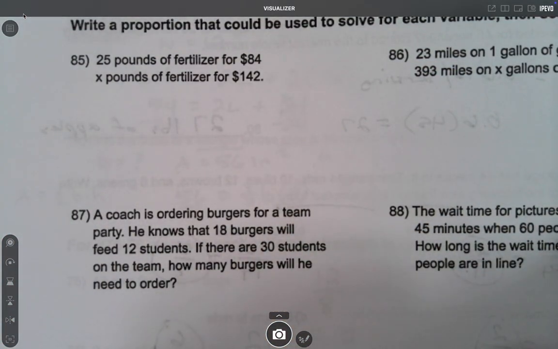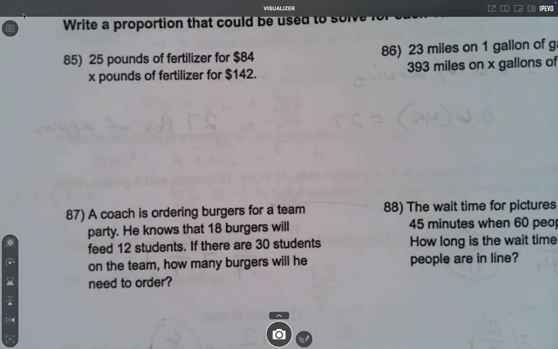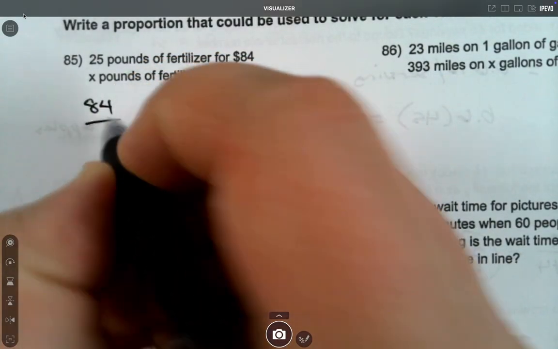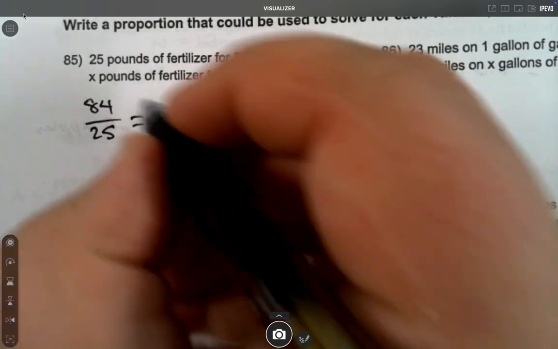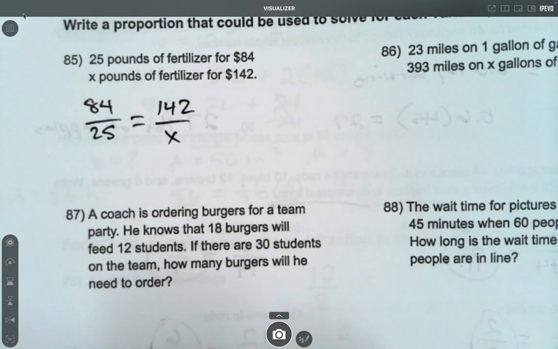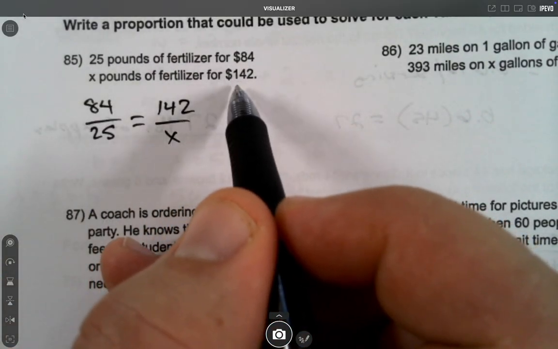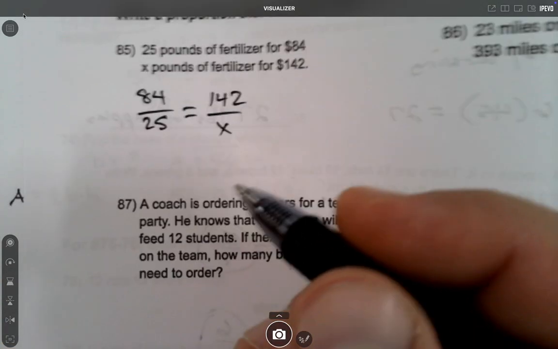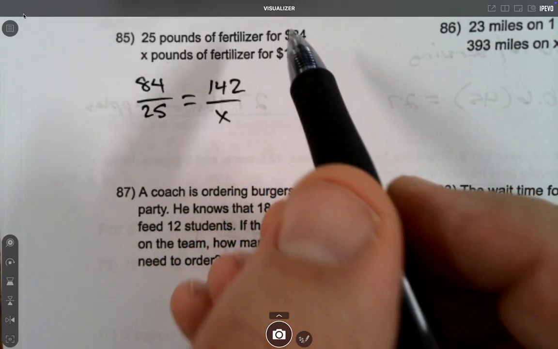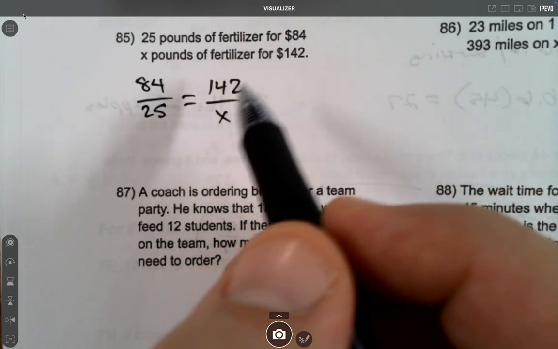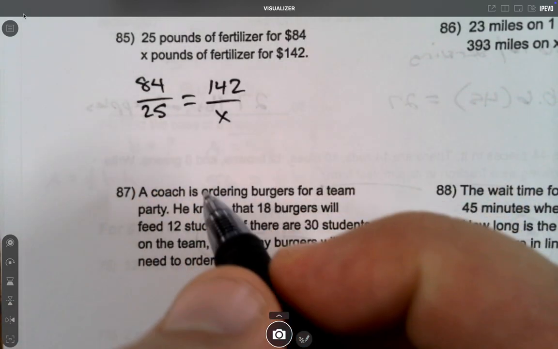But when it comes to proportions, all that matters is that you are consistent. So if you put money on top for the first ratio, you've got to put money on top for the second one also. So since we put $84 over 25 pounds, we put $142 over X pounds. So we said money has to come first because when we're doing unit rates or ratios, that's when money has to come first. For a proportion, as long as you are consistent putting the same thing always on top or always on the bottom, you'll be fine.